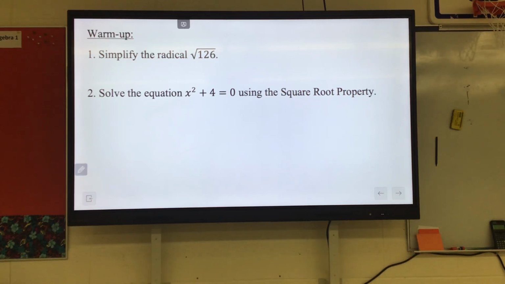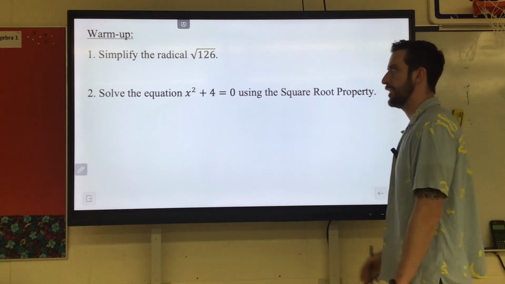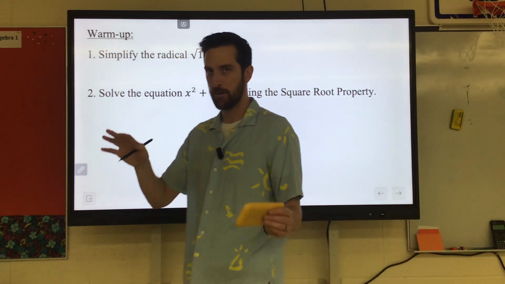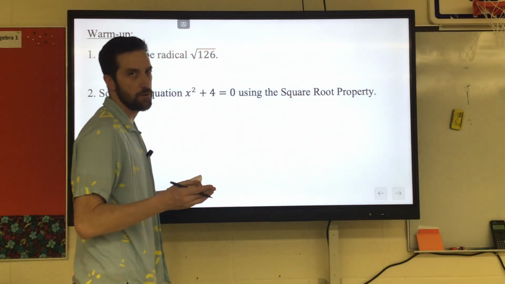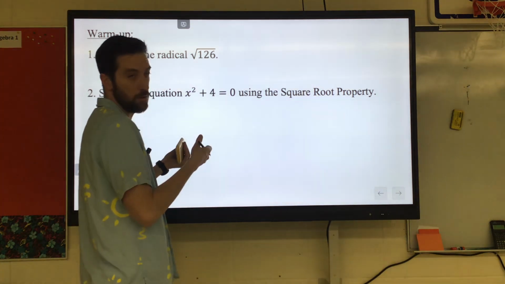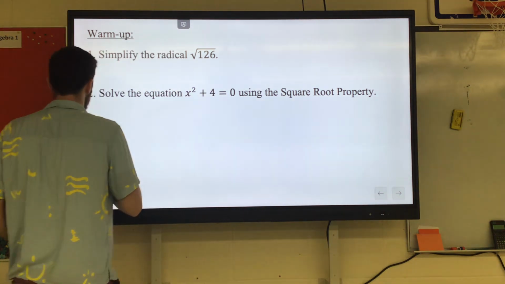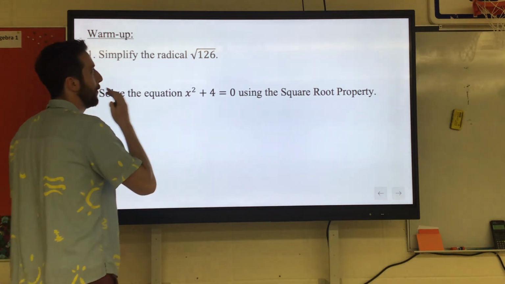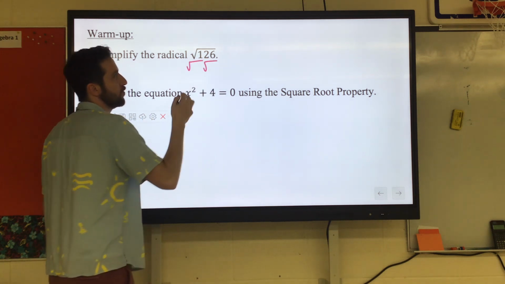All right, we just got done with some radicals, some square root things, and we broke down radicals with perfect squares. We don't want the decimal for square root of 126 anymore. I know 121 is 11, so 11.1 something, I don't know. But we're going to break it down using perfect squares. So we need to find one that goes into 126.